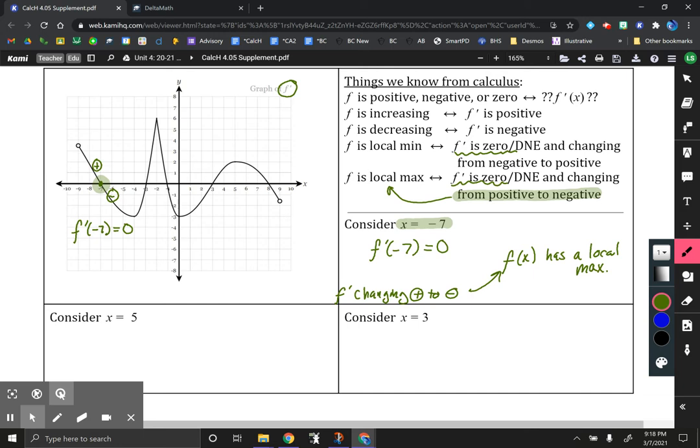So in terms of what we know so far, we know that our first derivative is a value of 0, and that the first derivative is changing from a positive to a negative, meaning it's going from above to below the x-axis. And that leads us to the conclusion that f of x will have a local max.